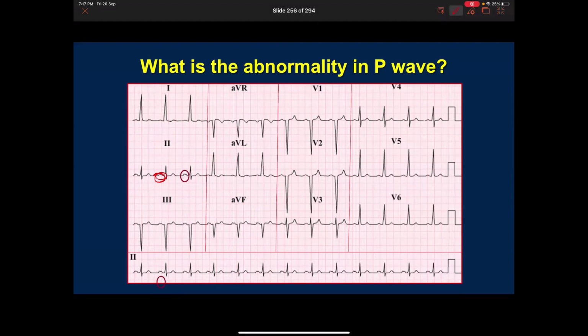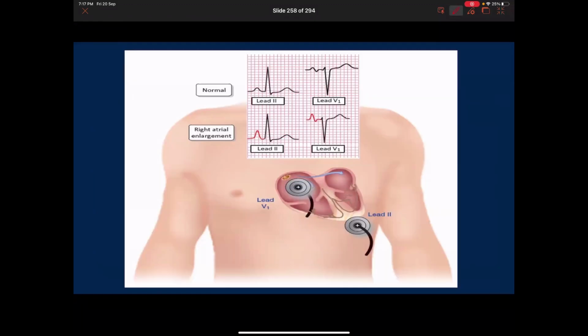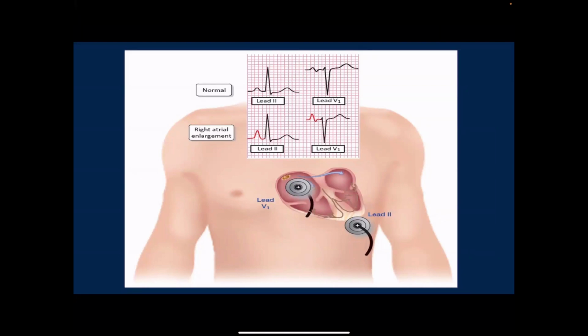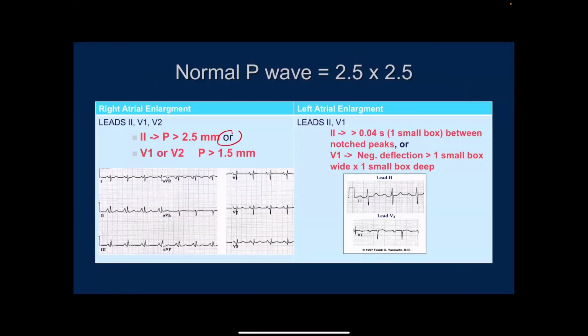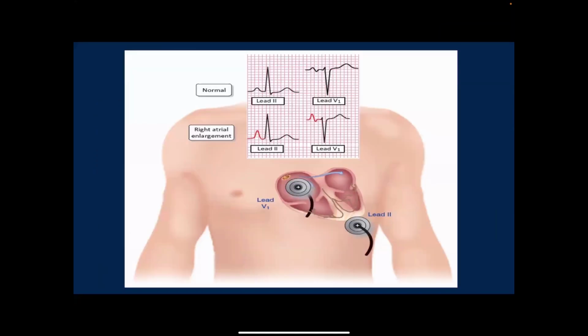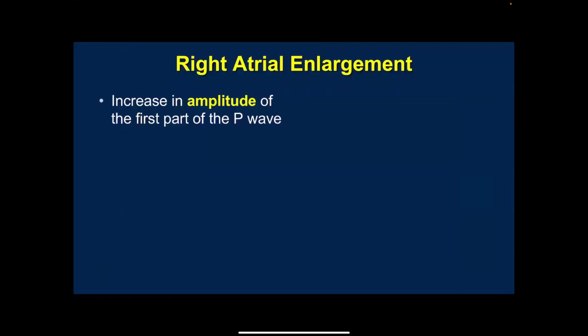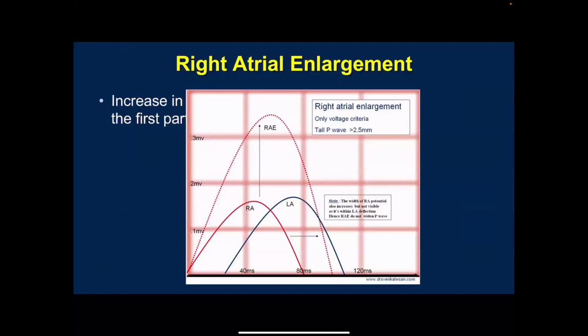Okay, this is basically the same as the right, correct? Either lead 2 or V1. Yes, I put "or" here. Okay. So same thing, right atrial enlargement.